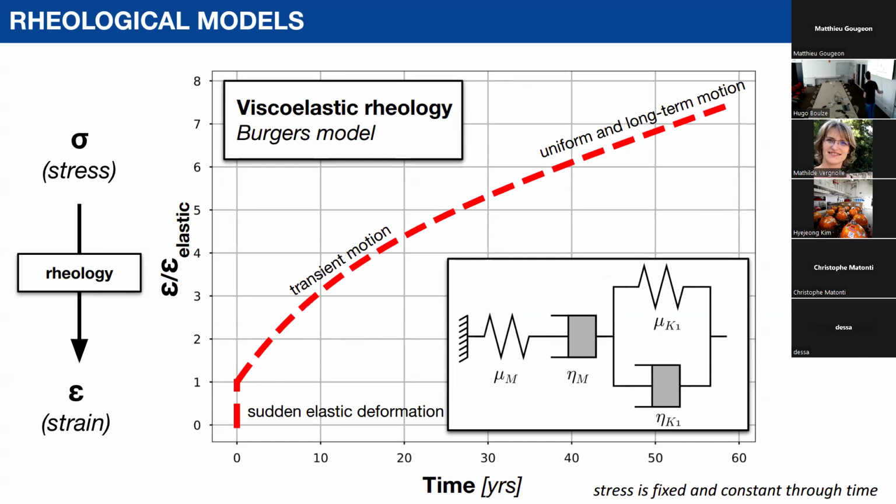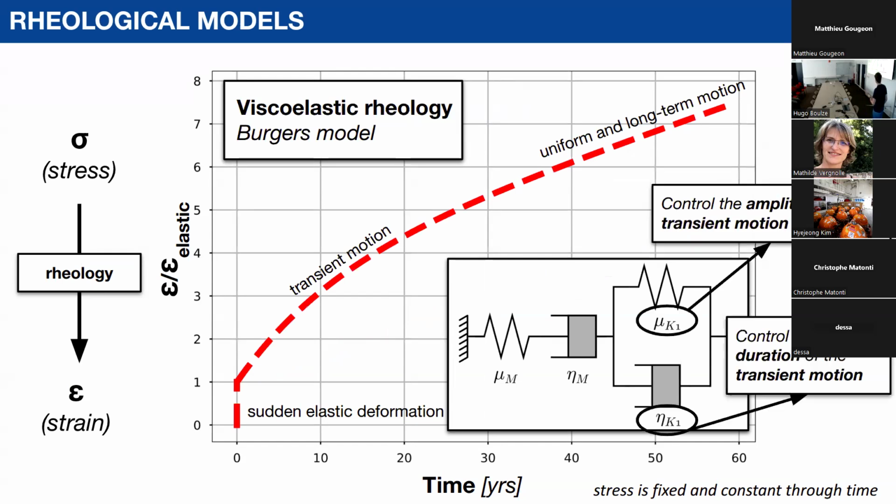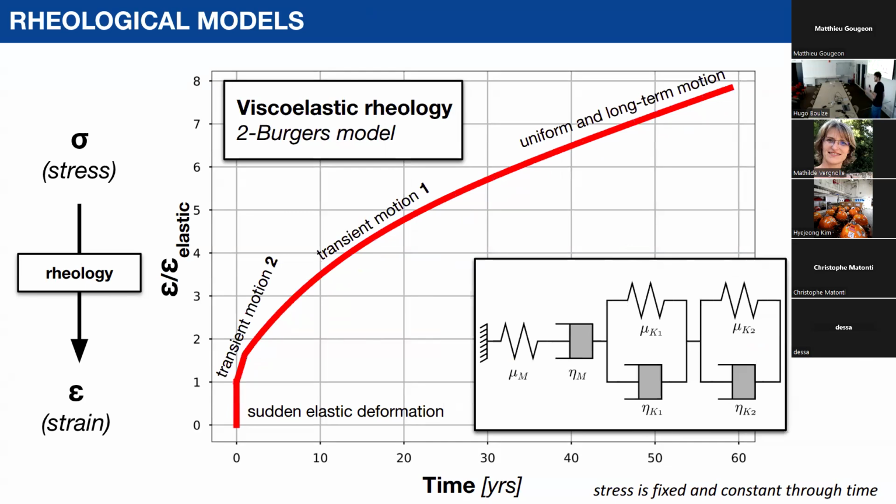Adding this part to the model adds a transient motion to the previous uniform and long-term motion we had. And following this, first, you have two parameters here. This one controls the amplitude of the transient motion, and this one controls the duration of the transient motion. And following this rule, we can build more and more complex viscous rheologies.